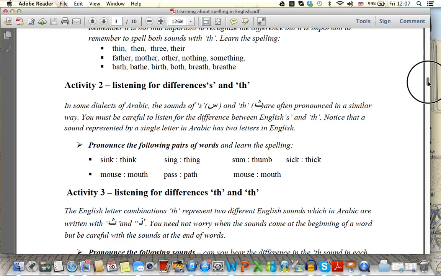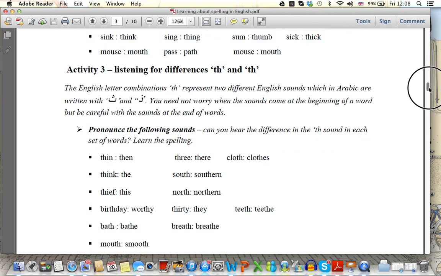Now, in some Arabic dialects, S and TH can be confused. I haven't heard this in Emirati Arabic, but you need to be aware of the difference in meaning. So when we have words like sink and think, sing and thing, and so on, mouse and mouth at the end of a word, you have to hear the difference clearly so that you spell them properly.